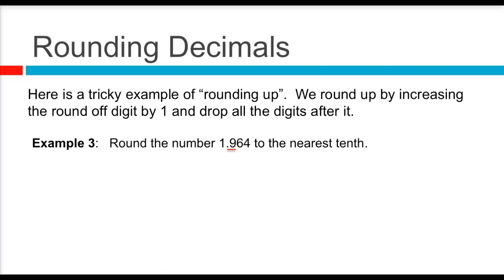And that presents a little bit of a problem for us, because if we want to increase the 9 by 1, that would make it a 10. And we can't put the number 10 in a single place value. So the way we do it is we consider the number 1.9 and we increase 1.9 by 1/10. And if we increase 1.9 by 1/10, we get the number 2.0. And that's the final answer.